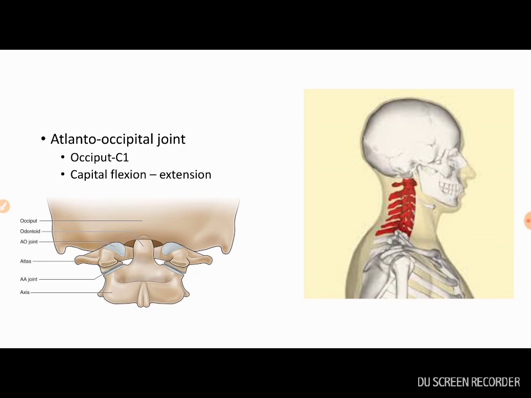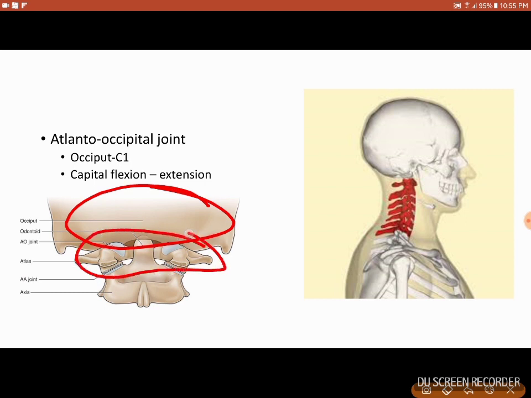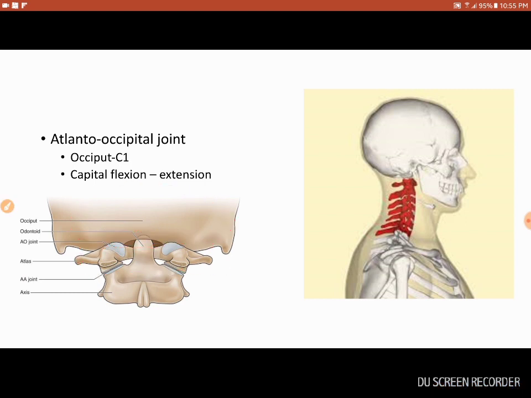Now to the specific joints. First is your atlanto-occipital joint or your AO joint. That is the articulation of the occiput and the C1. The motion happening at the atlanto-occipital joint is capital flexion and extension. Capital flexion is the anterior downward tilt of the skull, while capital extension is the posterior downward tilt of the skull.